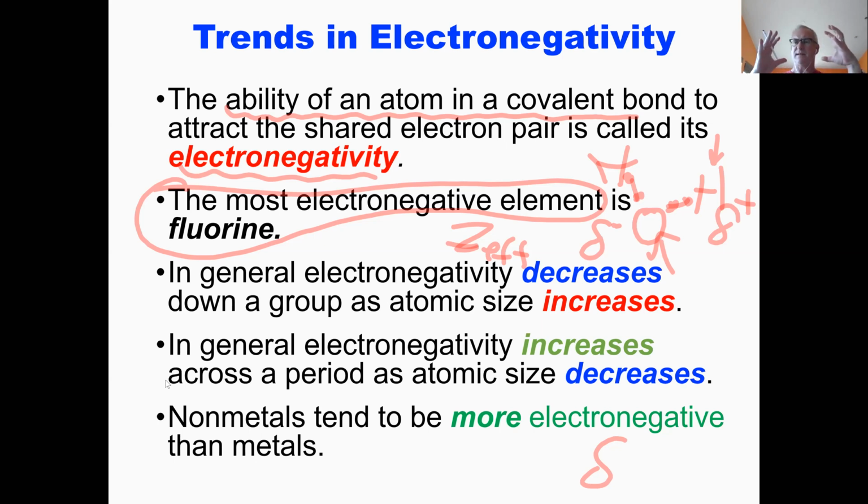Because as the electron cloud gets bigger and bigger and bigger, the nucleus has a harder and harder time pulling on those electrons. Fluorine's a really small atom, so it can pull on those electrons really, really tightly. When we move down the periodic table and start adding more shells, like iodine, for instance, is much bigger than fluorine. So it is not as electronegative because it's a lot bigger. It can't pull on electrons as much as fluorine can.